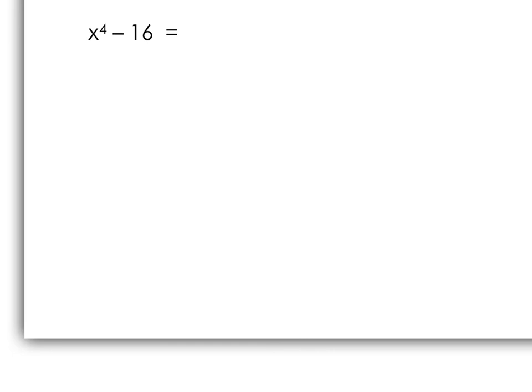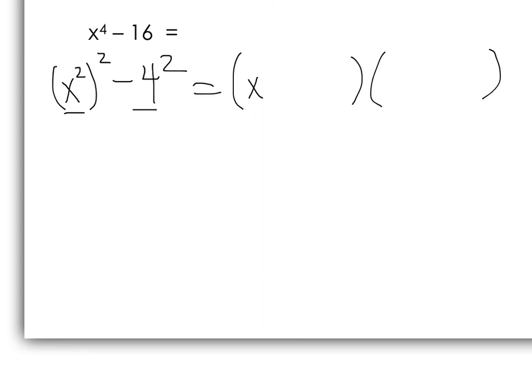x to the fourth minus 16. Gosh, this seems like perfect squares. I know 16 is 4 squared. What about that x to the fourth? Can we write that as something squared? What goes in the parentheses? An x? What about an x squared, squared? Yeah, that's x to the fourth. So it's a difference of perfect squares. So it factors into x squared minus 4, x squared plus 4. That's the answer.